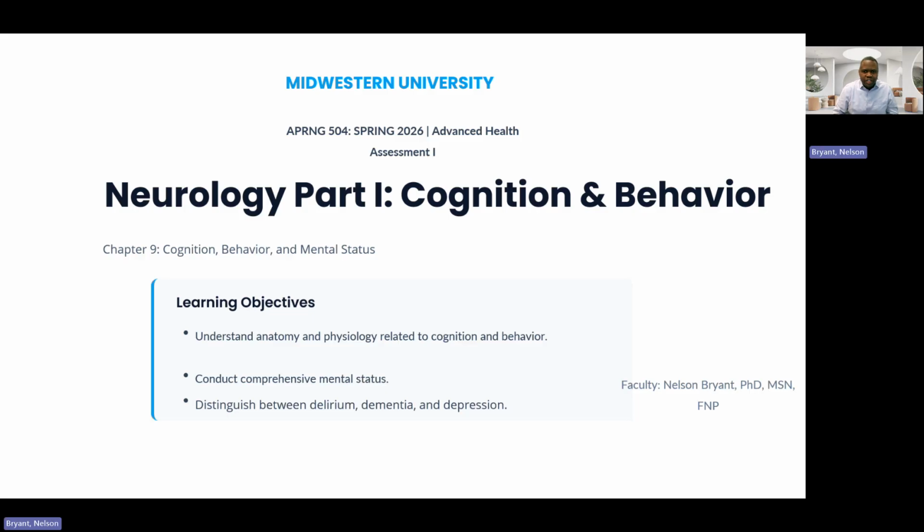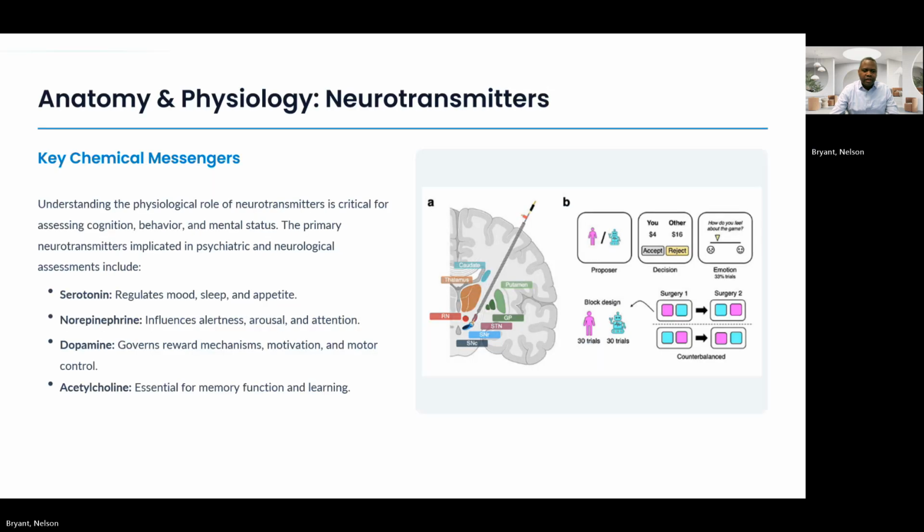Today, we cover chapter 9, focusing on cognition, behavior, and mental status. Our goal is to review the neurotransmitters which are involved in regulating cognition and mental status, and of course, how they apply to health promotion and counseling. Let's begin our review with the foundational anatomy and physiology involved in cognition and behavior.